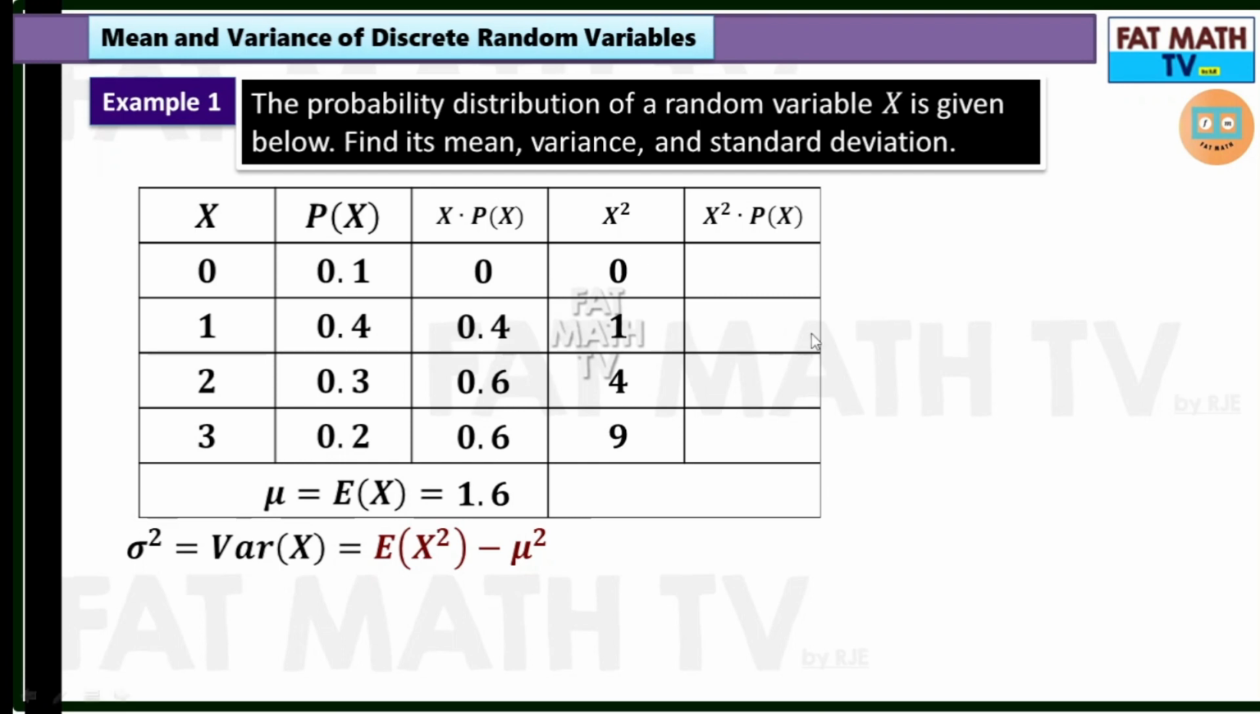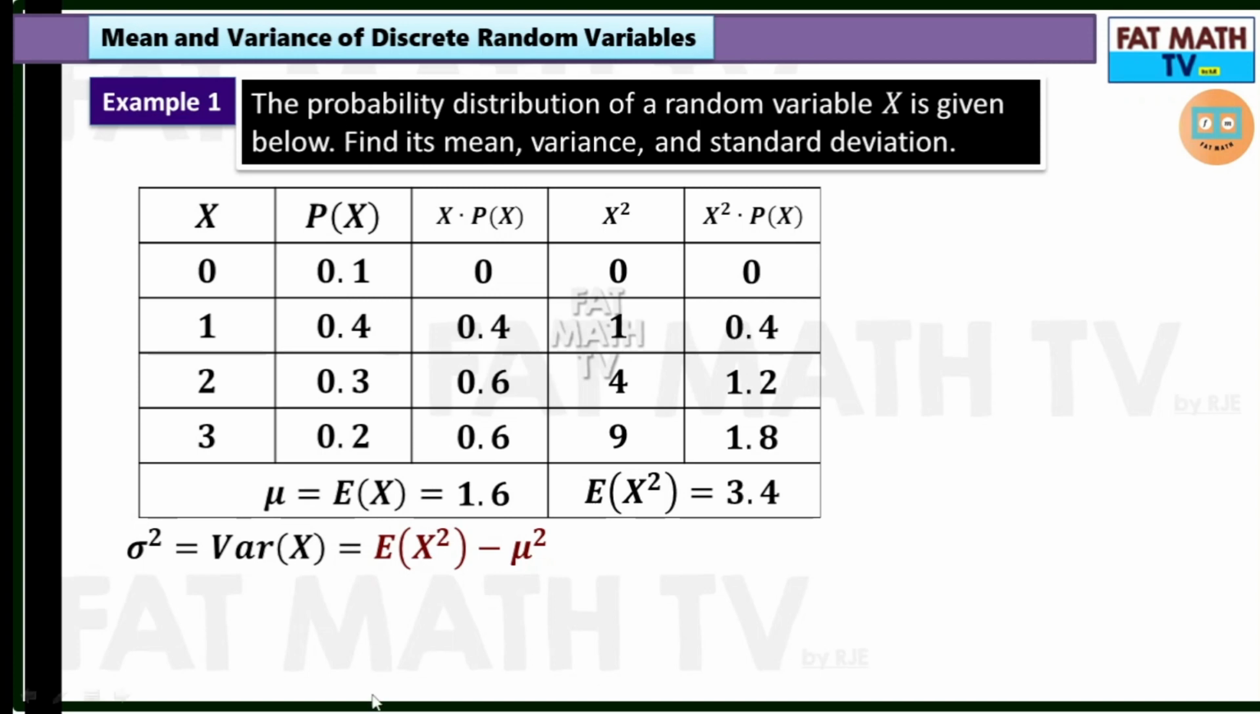X squared p of x, you just multiply x squared and p of x. So 0 times 0.1 is 0. 1 times 0.4 is 0.4. 4 times 0.3 is 1.2. And 9 times 0.2 is 1.8. You add 0.4, 1.2, and 1.8. That will give you 3.4. And that is the expected value of x squared.